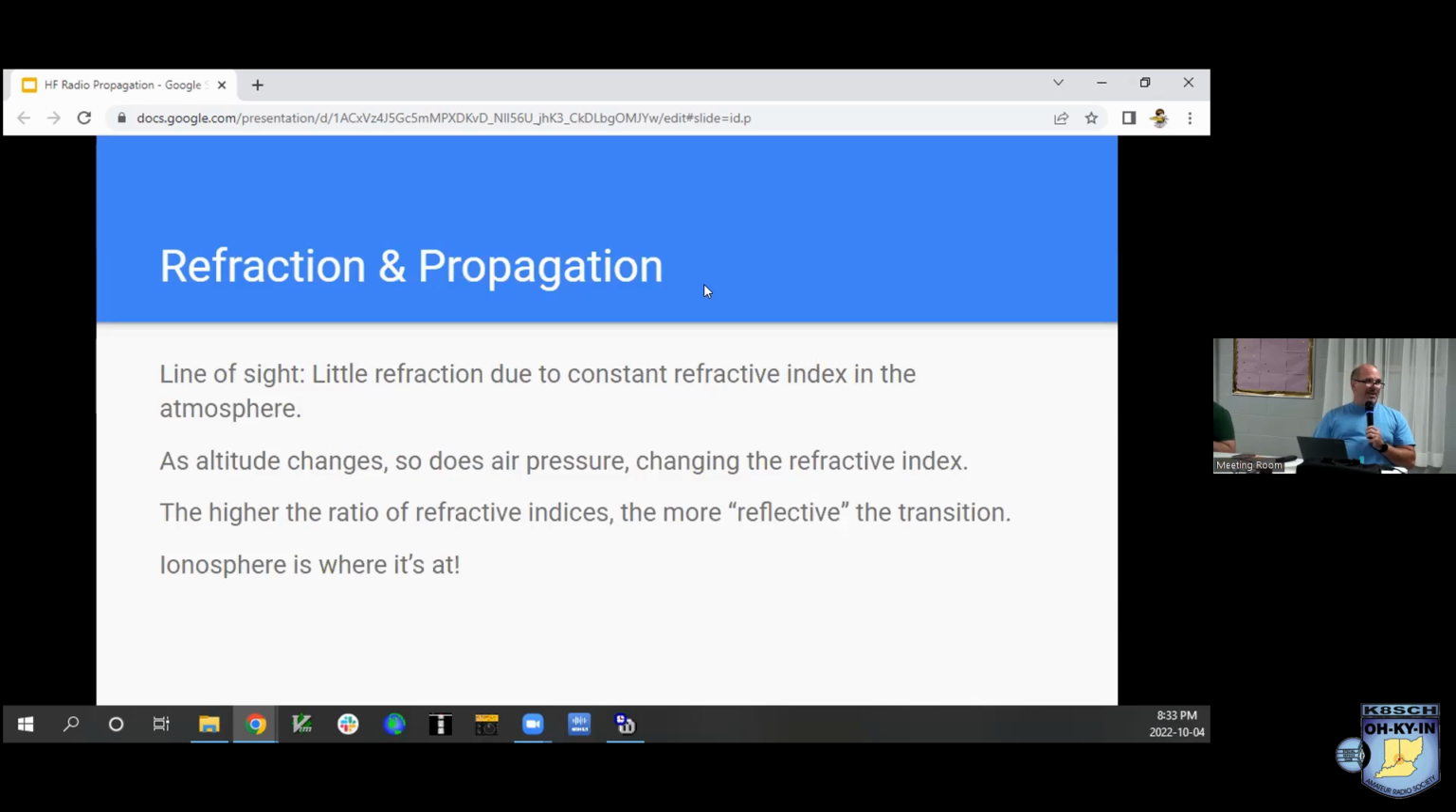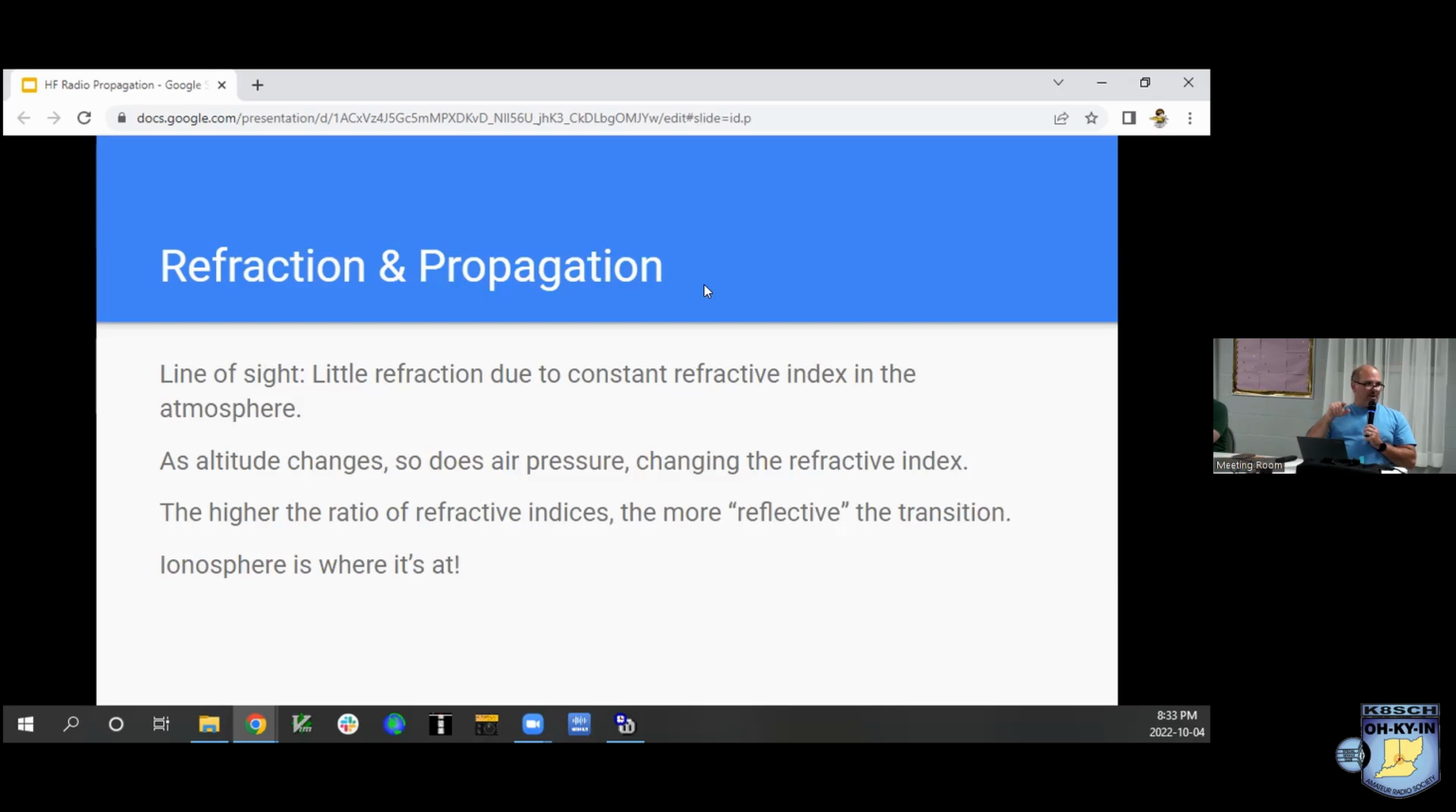So refraction and propagation. Line of sight, there's little refraction due to a constant refractive index in the atmosphere. So if I have one HT, you have another HT, we're not going to see much because we're in the same medium. As the altitude changes, the air pressure changes, which does change the refractive index. But again, the atmospheric changes here at the surface, pretty minimal. Even at an airplane, pretty minimal. Anything where you can fly something, pretty minimal.